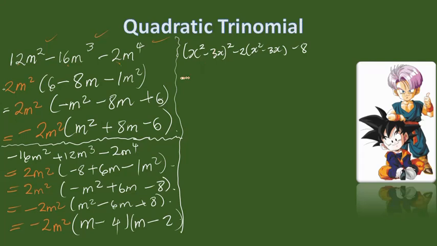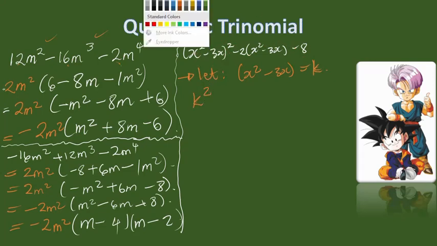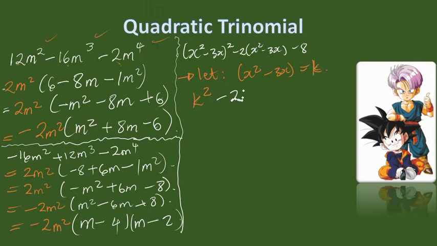Brackets, complicated brackets. What do I need to do? I need to replace those brackets with something simpler. X squared minus 3x, x squared minus 3x. I'll replace that with k. So which means this is going to be what? K squared. Then here I have a 2 minus 8, and the 2 is attached to a bracket, which makes this 2k.